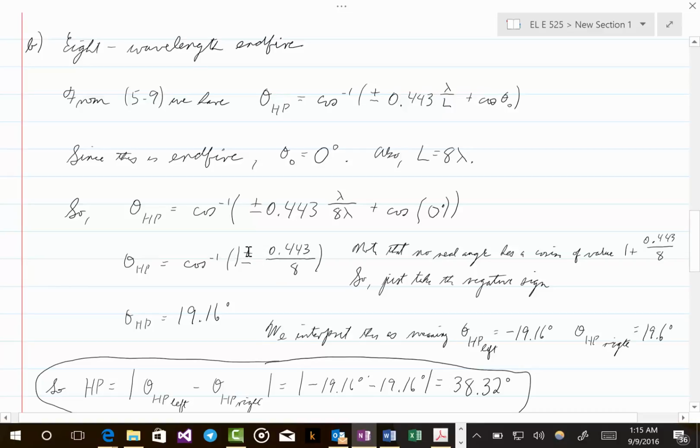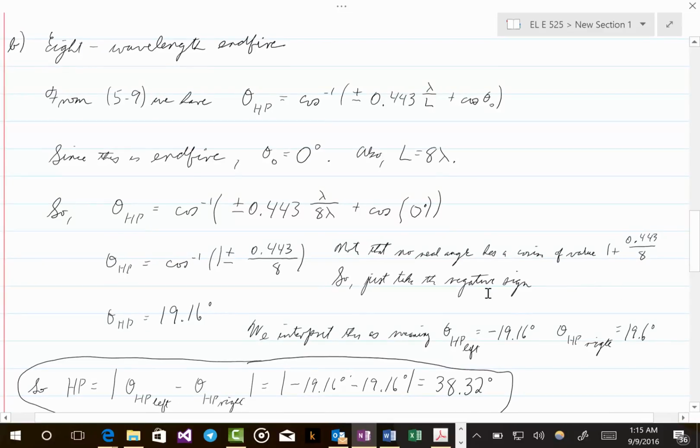We reject the solution that we would get by using the upper sign, and we will use only the lower sign. And that's also stated right here. It says, note that no real angle has a cosine of value 1 plus 0.443 over 8. So we're only going to look at the negative sign. So theta HP is the inverse cosine of 1 minus 0.443 over 8. And that turns out to be 19.16 degrees.